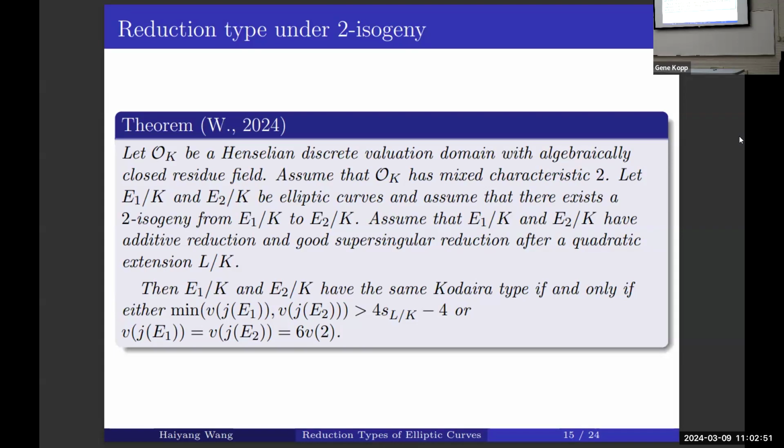Let E1, E2 over K be elliptic curves. Assume that there exists a 2-isogeny from E1 to E2. Assume that E1 and E2 over K have additive reduction and good supersingular reduction after a quadratic extension L over K. Then E1 over K and E2 over K have the same Kodaira type if and only if either the minimum of the valuation of J of E1 and the valuation of J of E2 is greater than 4 SL over K minus 4, or the valuation of J of E1 is equal to the valuation of J of E2 is equal to 6 times V of 2.